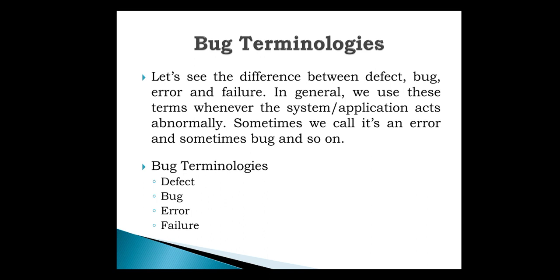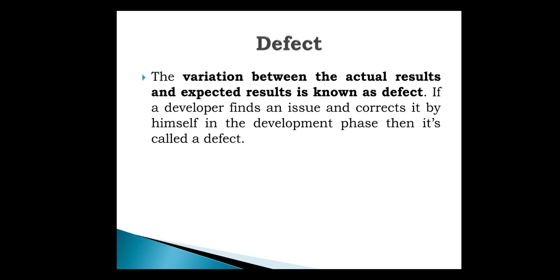Let's see the difference between defect, bug, error and failure. In general, we use these terms whenever the system or application acts abnormally. Sometimes we call it an error and sometimes a bug, and so on. So I have listed the bug terminologies: defect, bug, error and failure. We'll start with the defect. So what is a defect? The variation between the actual result and expected result is known as a defect.